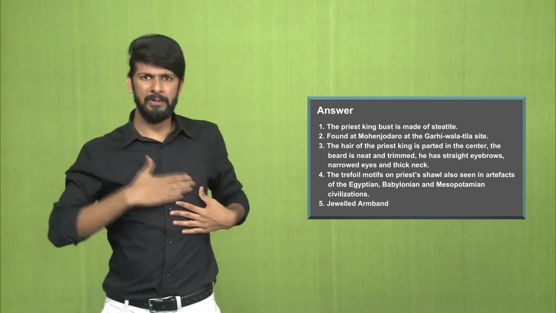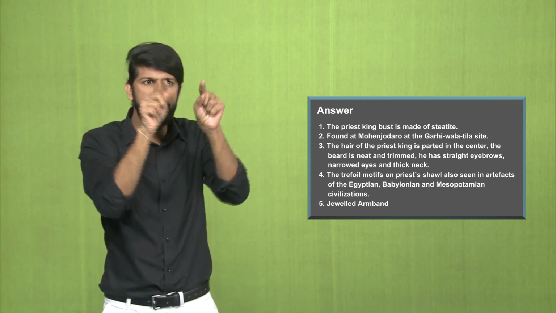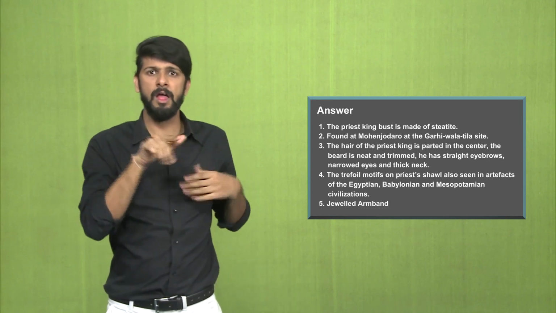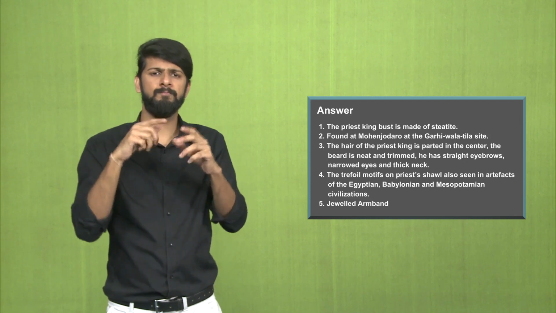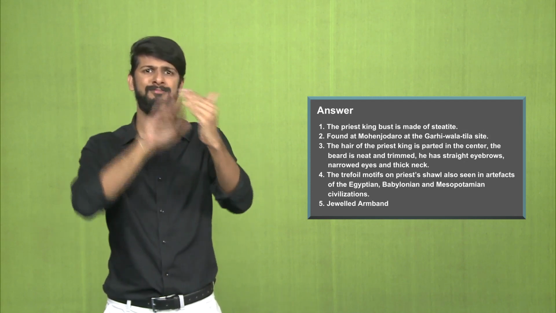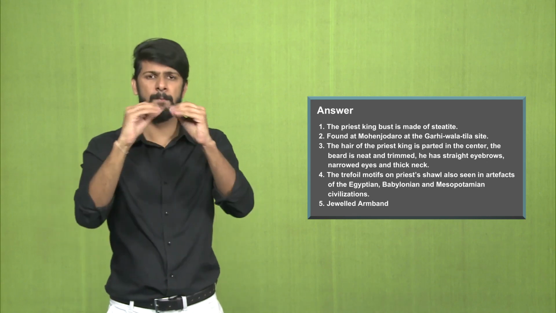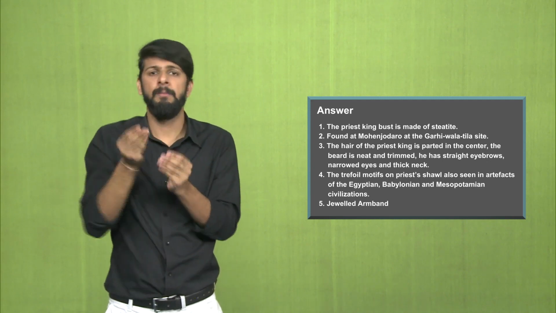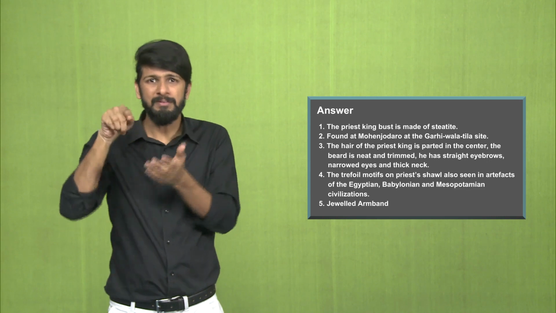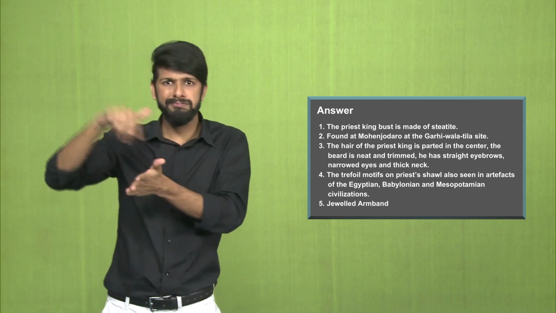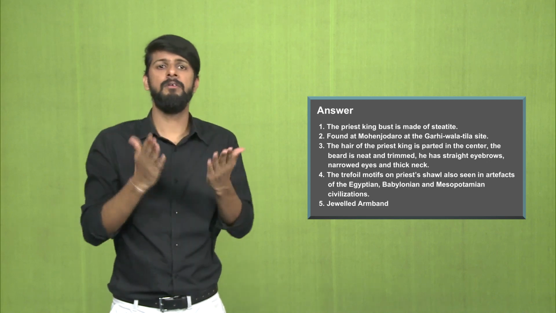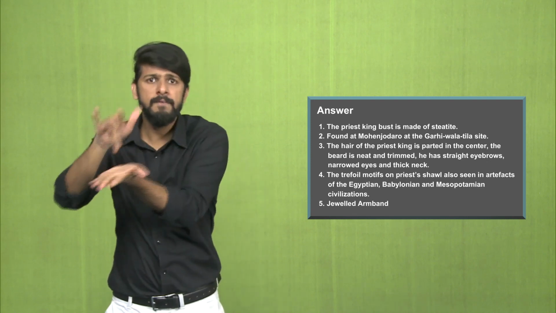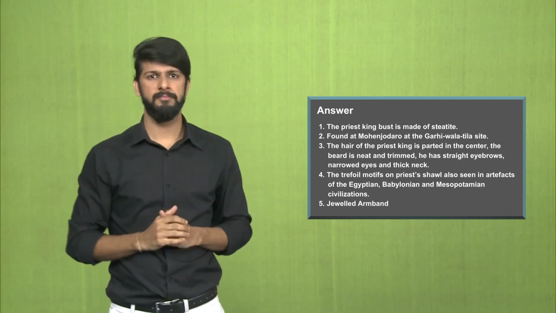Answer number 4. The trefoil motif on the priest's shawl is also seen in other civilizations such as the Egyptian civilization, Babylonian civilization, which is the modern day Iraq, and also the Mesopotamian civilization, which is Kuwait and Iraq now, and the trefoil motif has been found in these civilizations as well as Indus Valley civilization.